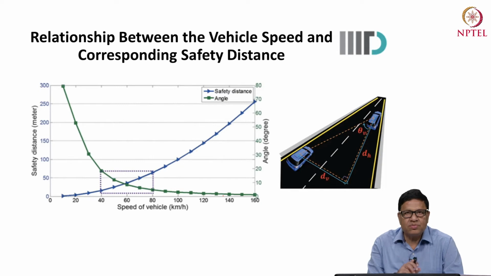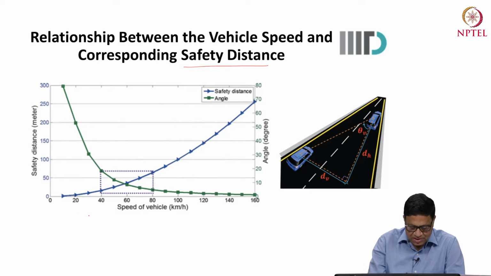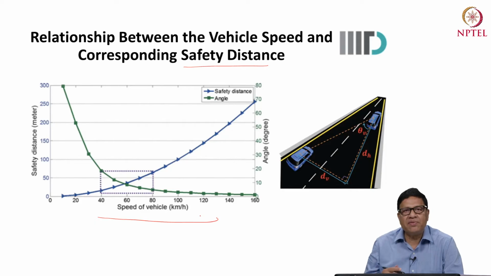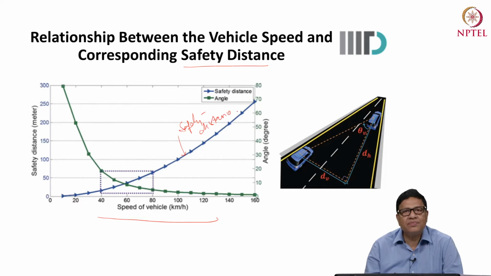And also how the vehicle speed and the corresponding safety distance are related. So suppose this is the speed of the vehicle. If the speed of the vehicle is very large, then you require more safety distance. So this particular curve, this blue curve, is actually a safety distance curve. Safety distance. So higher the speed, you require higher safety distance.